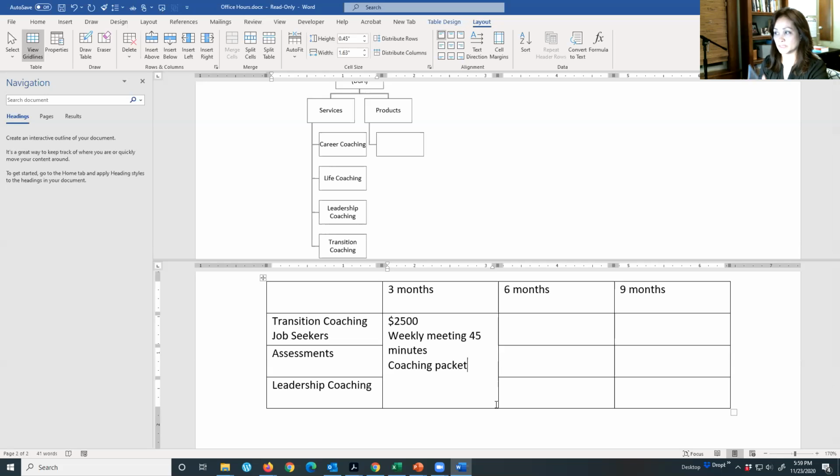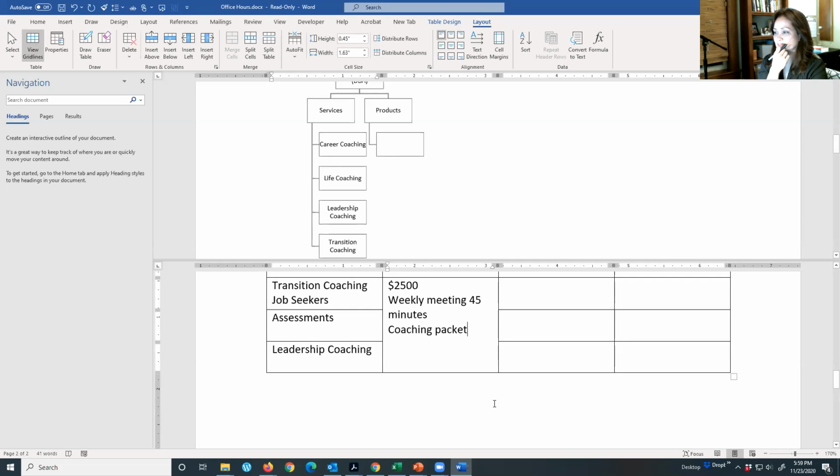But the trick is to treat your existing clients well, because they will provide 80% of your revenue. 20% of your customers. All right. Good. Very good.